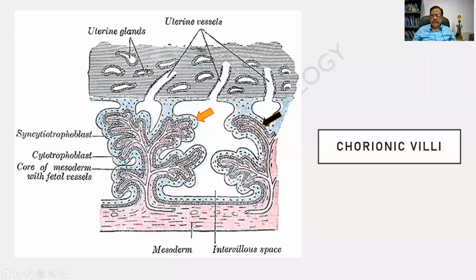This diagram depicts the placenta. This is the maternal surface and this is the fetal surface. In between we have branching finger-like projections, which are the chorionic villi. Whenever I say chorionic villi, they are lined by two layers of cells. Look at this black arrow, where I find some cuboidal cells. This is the cytotrophoblast. Beyond that, the cells are merged with no intercellular margin, and this is the syncytiotrophoblast.